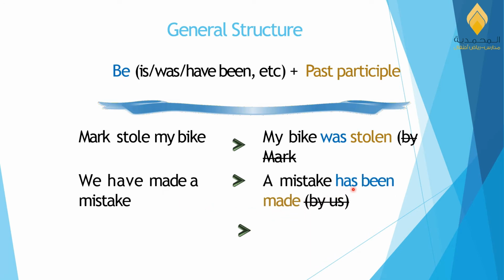So the correct form was "has been" because our original sentence was in the present perfect. And we took the action verb of the sentence, which is "made", and used the verb 3 of it, which is in this case "made", the same.